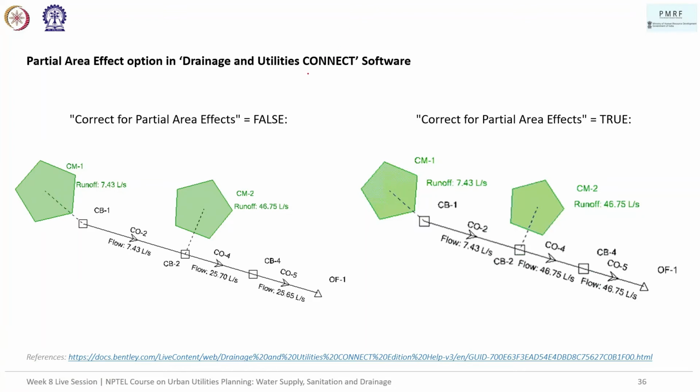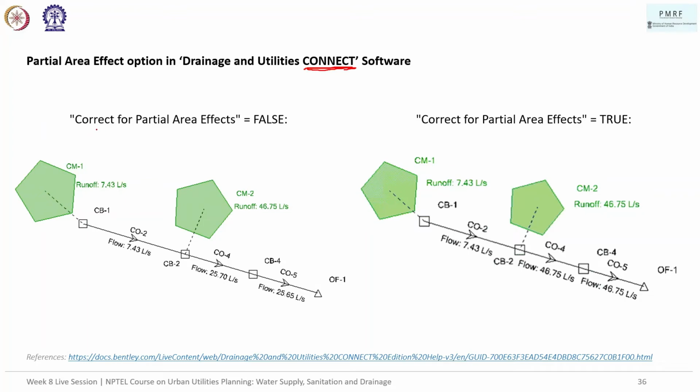Right. So there is this software called Connect that's used to design various drains. So here the polygons represent the catchment area, right? And the lines are conduits or the drains where it is flowing. The boxes are inlets where the water is actually flowing into the drain, right?